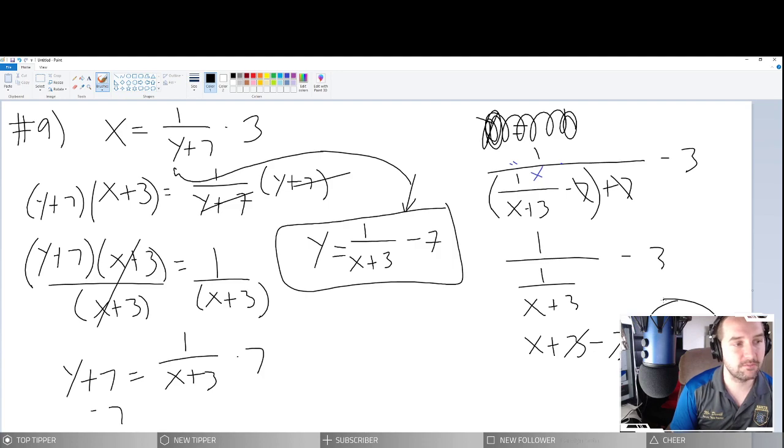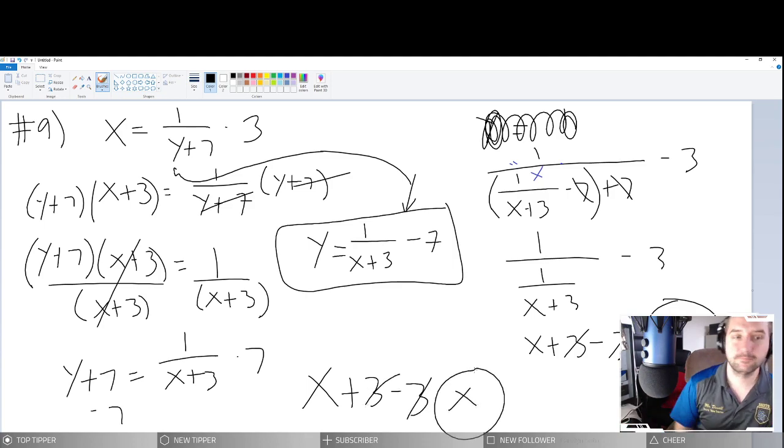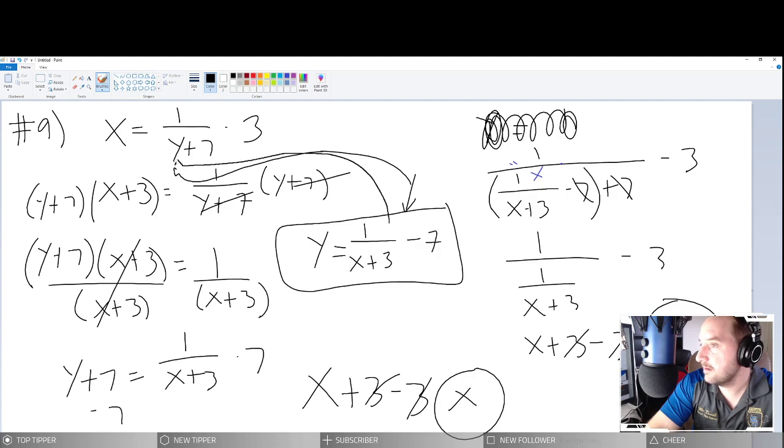And my screen blocked it. There you go. Sorry about that. But all you have to do is take this and plug it back in for x. I know I had already switched x and y here. That's why it doesn't show x.